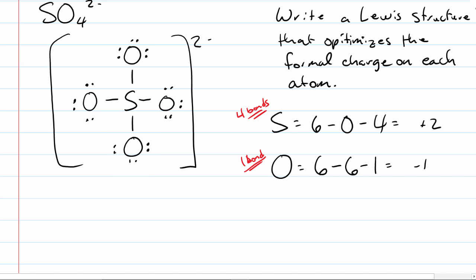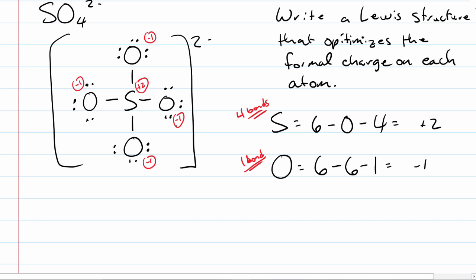Now if we go through and look at the structure, we can write in these formal charges. Formal charge here on the sulfur is a +2. Oxygen here, -1. Oxygen here is a -1. This oxygen is a -1. This oxygen is a -1. So what I've done is go through and write in all of the formal charges. Oh, and by the way, why did I not have to calculate it for all of these other oxygen atoms? They're all the same. They all have one bond, so they're all done the same way.